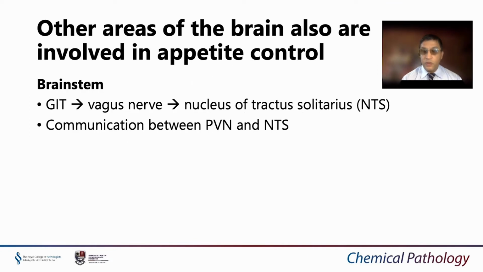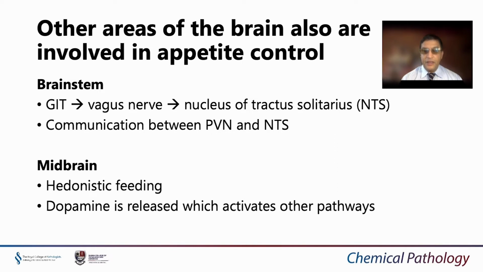Other areas of the brain are also involved in appetite control, and this includes the brainstem. The GIT, via the vagus nerve, is able to relay to the nucleus of the tractus solitarius in the brainstem. Communication between the paraventricular nucleus and NTS also exists. The midbrain is considered to be involved in hedonistic feeding, and dopamine is released from midbrain neurons, which then activates other pathways involved in appetite control.